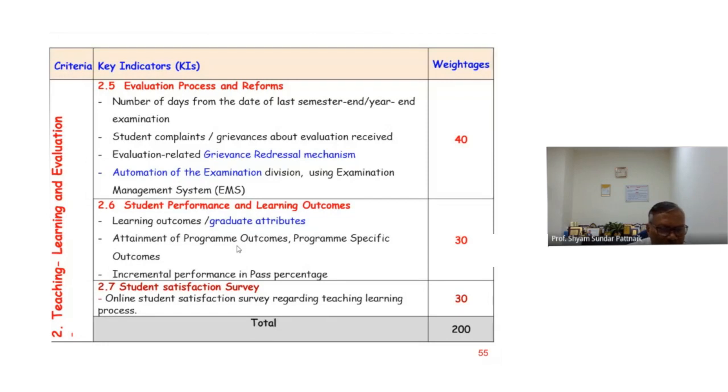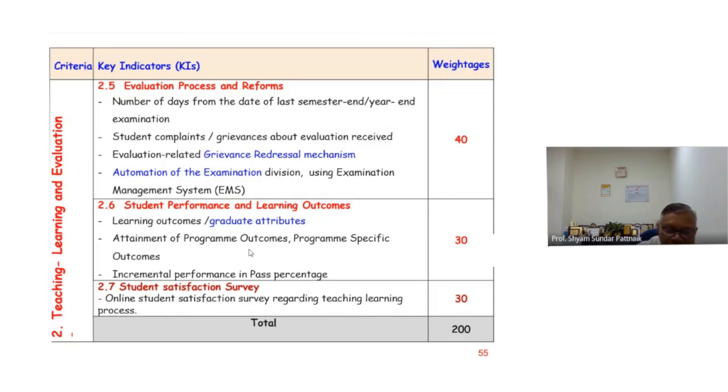Attainment with respect to program outcome and PSOs. So therefore, the people who have a good understanding of NBA can do justice to this section, and they can explain it well also. The attainment of program outcome calculation can be done in the same way. Program specific outcomes can be done in the same way, and incremental performance pass percentage is basically academic performance.